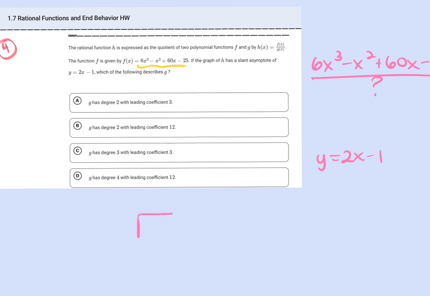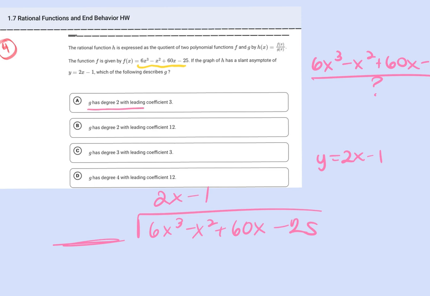Because it's basically saying if I had 6x to the third minus x squared plus 60x minus 25, and I don't know what's out here, but at the top it would be 2x minus 1. I could reverse this process. Or you can look through your choices, and I would say it's a lot easier to do that.